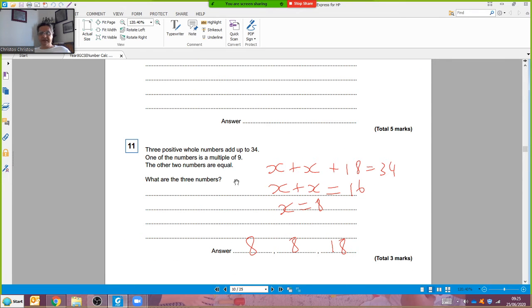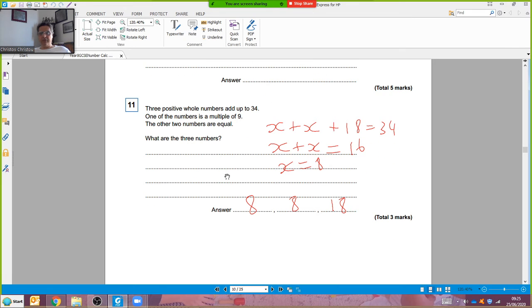Another one of these things that's sort of trial and improvement. Actually, no, I set up an equation. So here we go. Again, these are weird questions, but this is GCSE. 3 positive whole numbers add up to 34. Okay, well, there's loads of combinations of getting that. I need some more information, don't I? One of the numbers is a multiple of 9. The other two are the same.